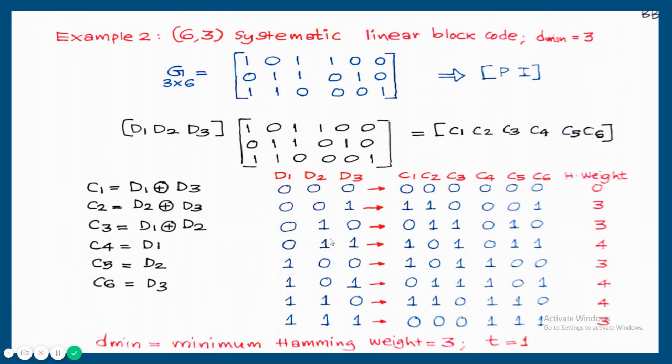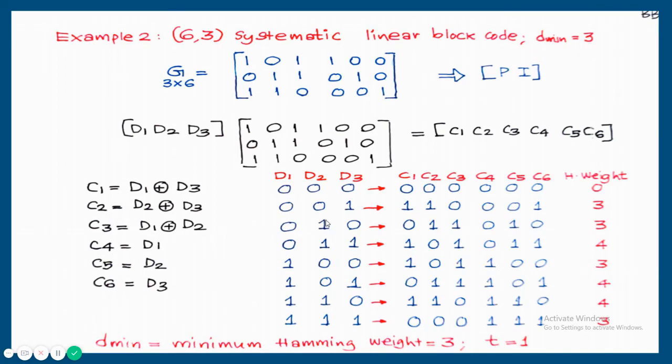Next combination, 0, 1, 1. The second bit is 1 and the third bit is 1. So what should we do? XOR the second row and third row: 1, 0, 1, 0, 1, 1. That's the next answer. Like this, the code can be determined without using these equations. Otherwise, use these equations to get the complete C1, then C2, then C3. The last 3 columns can be written without any calculation because they are the same as the data bits.